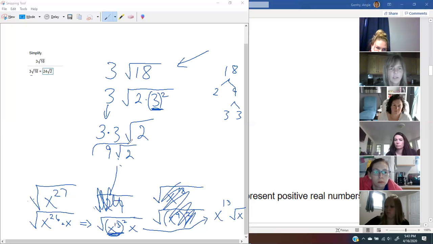So this is this thing simplified. I hope that helps clarify a little bit. But just numbers is treated differently than the exponents with variables with exponents.